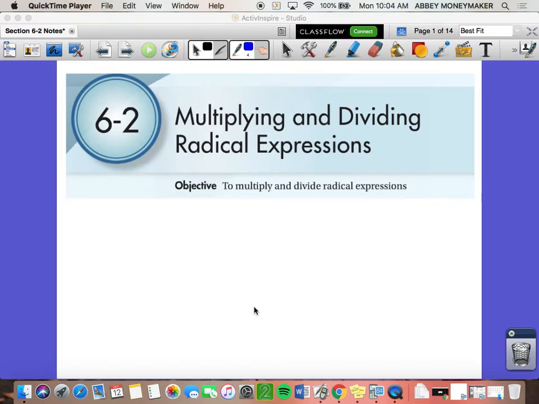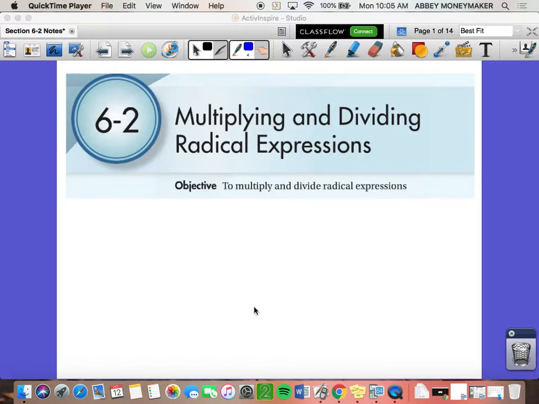Hey friends, today we're going to look at 6.2, which is where we talk about multiplying and dividing radical expressions. This section is pretty difficult. There's just a lot going on. So we really encourage you to give us your undivided attention for the next little bit here.